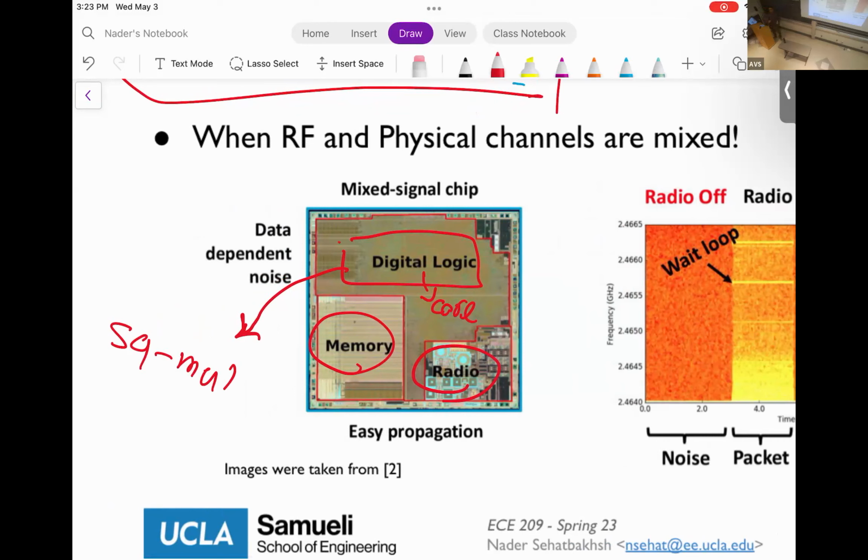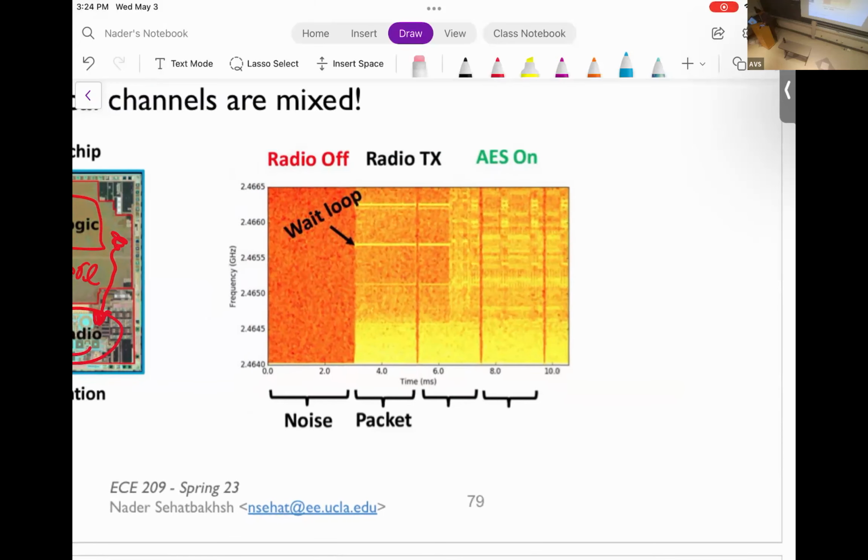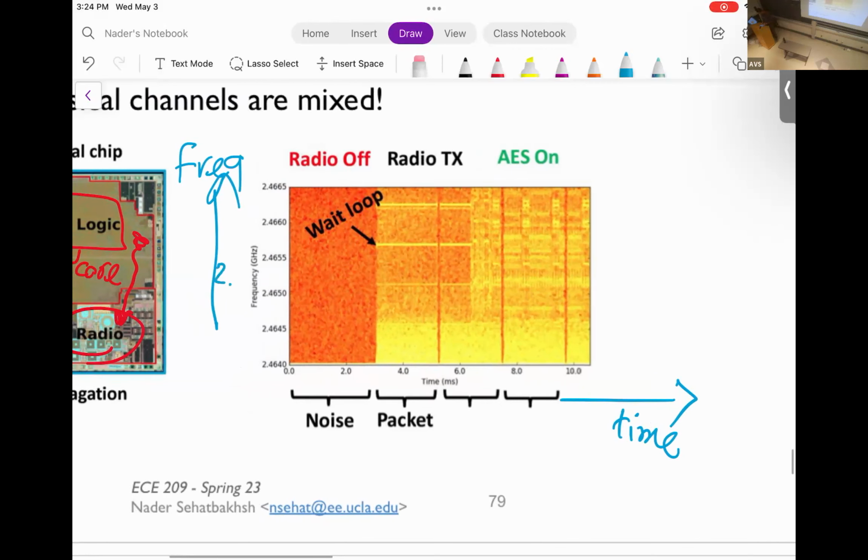What these researchers show is that this information can leak into the radio as well. And if it leaks into the radio, it can propagate miles and miles away from the device and be picked up. This is the signal as evidence that it works. The x-axis is time and the y-axis is frequency. This is a Bluetooth chip, so the frequency range is around 2.4 gigahertz, the base frequency of Bluetooth.